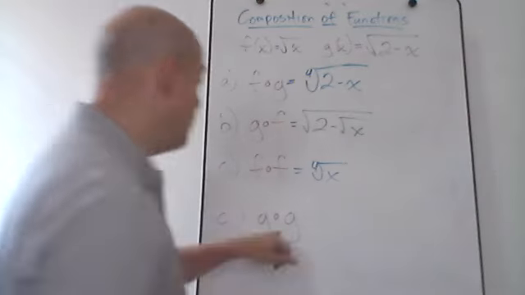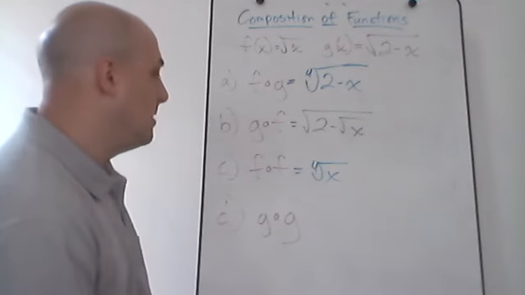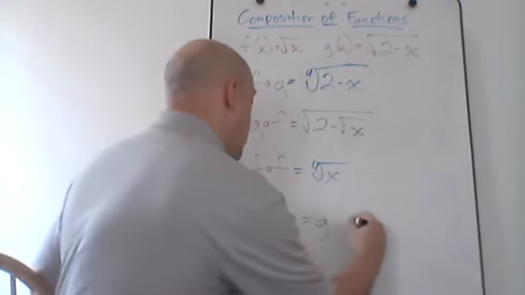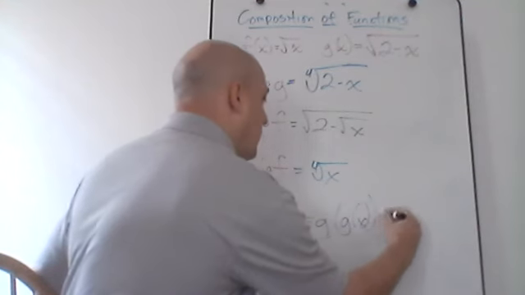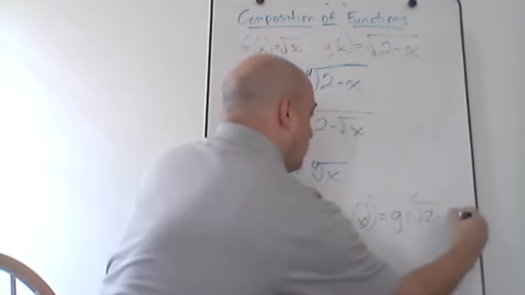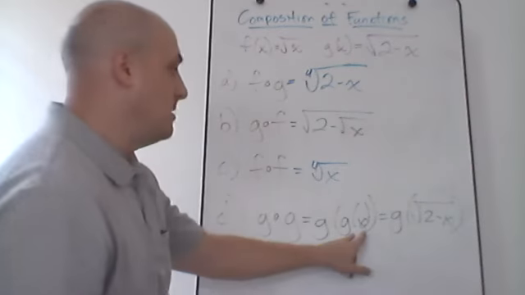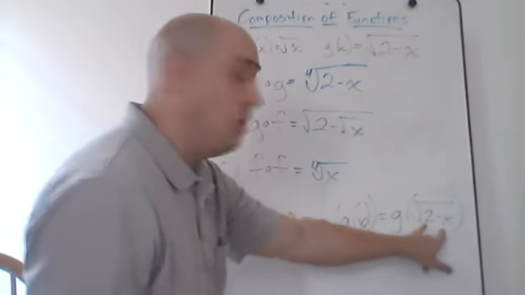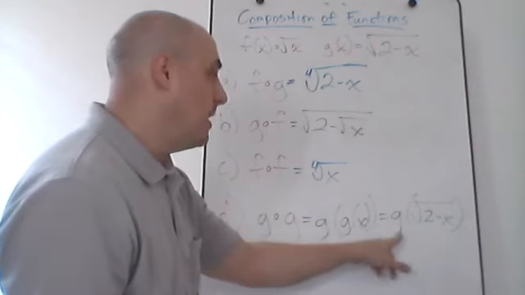And then the last one up here, g of g. All right, so now I'm going to compose the g function with itself. So that means g of x, which means g of the square root of 2 minus x. So that's this g of x here, which is equal to the square root of 2 minus x. Now I'm going to take that whole expression and plug it into the g function.